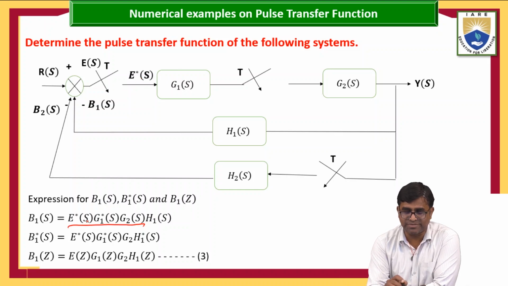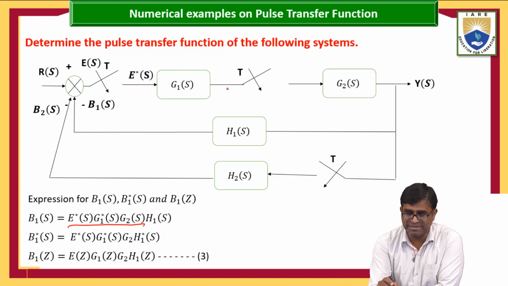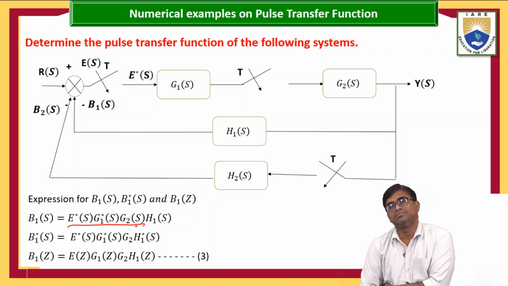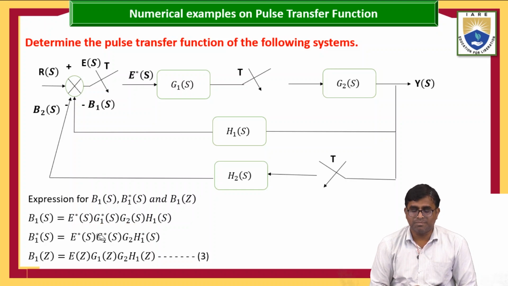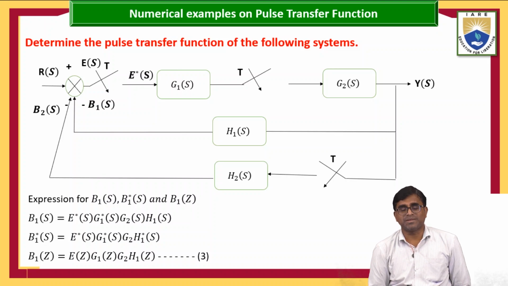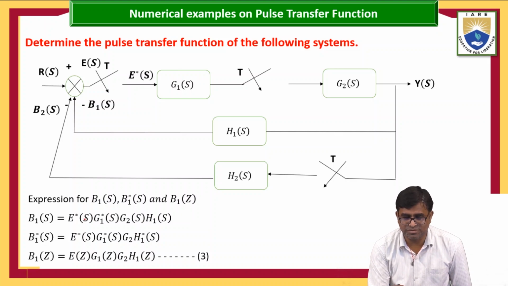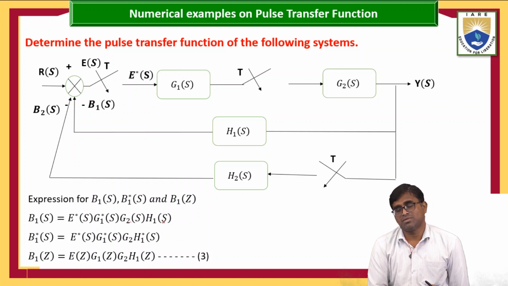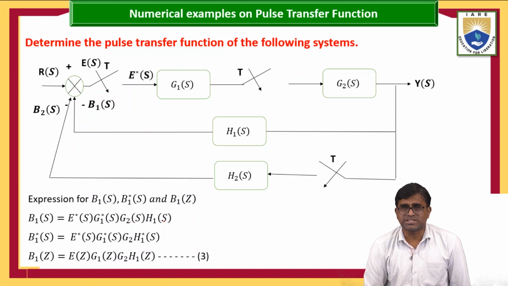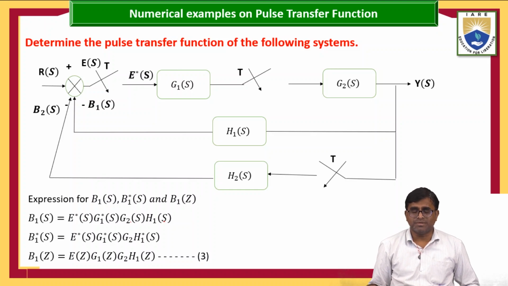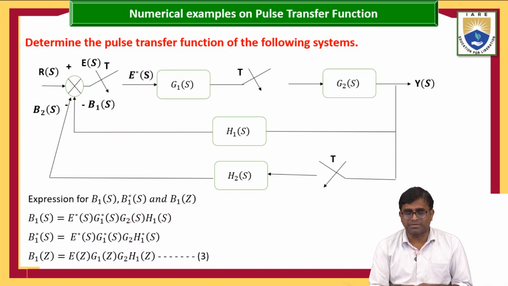The star function is there, E of S into G1. For G1, again one pulse is given, no? Then G2, and for G2 there is no pulse. That's why G2 of S. That's all. No problem. After that, I am applying the star Laplace for B1. This one is star, this one is star, this one is not star. The last function is getting the star function. After that, convert that into the Z transform. That is B1 of Z equals that part.